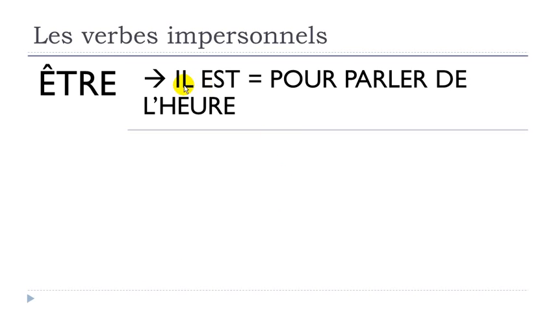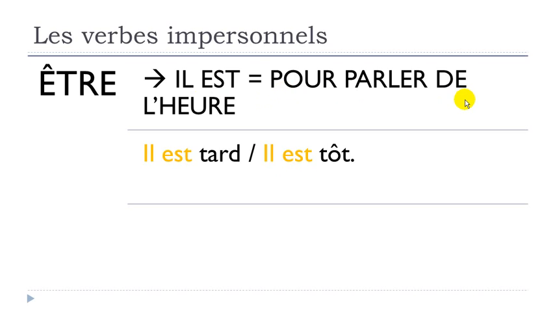So if you use this il est, you will use this structure if you want to talk about the time, okay. For instance, we've got the first example here. Il est tard, tard is late, okay. So il est tard, it is late. Il est tard, okay. So even if we use this il, it doesn't have the concept of he as normally we have, okay. It's really this impersonal form, okay.